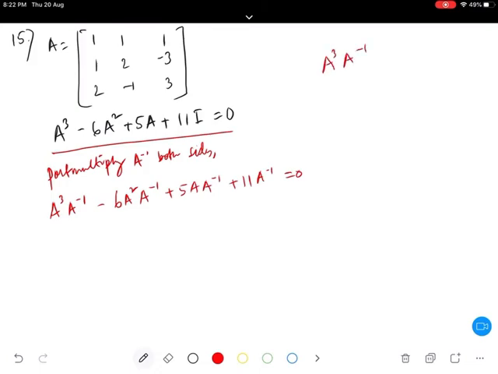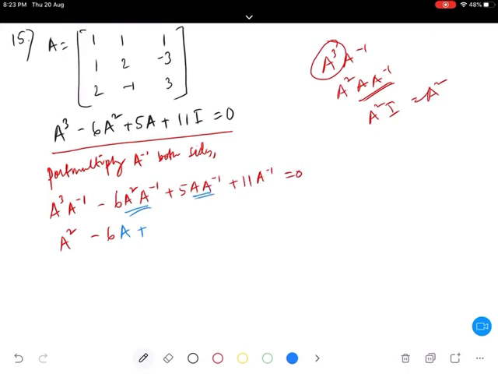Now A cube A inverse, let's do directly. A cube A inverse is A square A inverse, and A A inverse is I. So A square into I is A square. Then A square into A inverse will be A. And this one will be 11, I into A inverse. So this will be just 11A inverse.